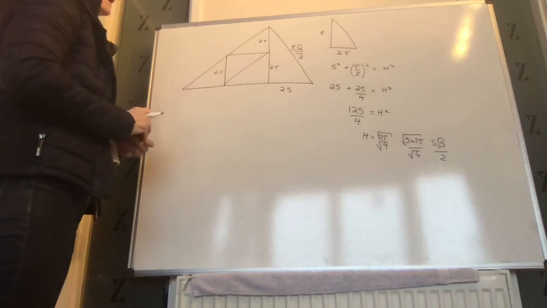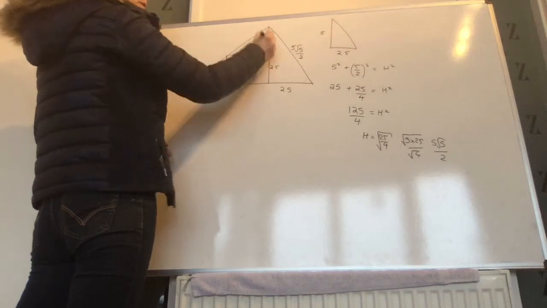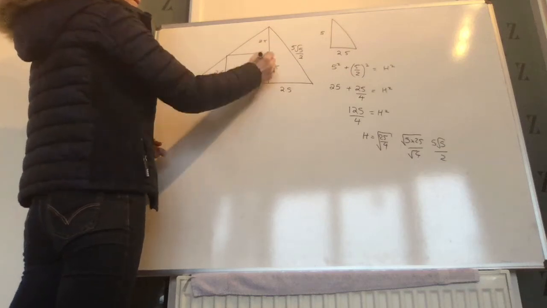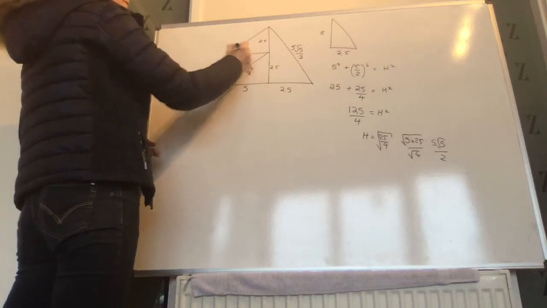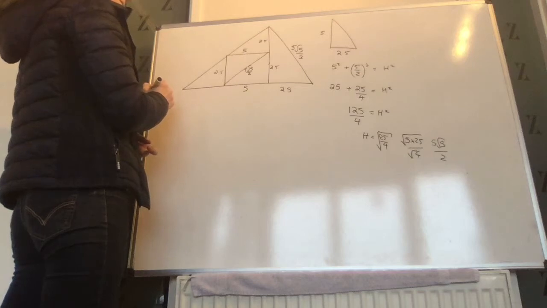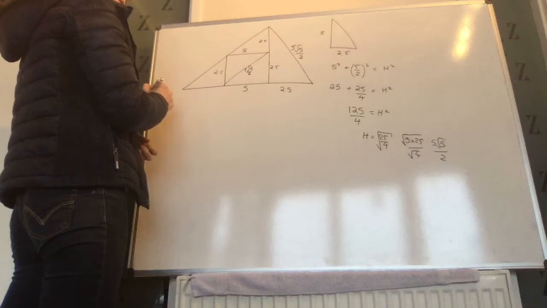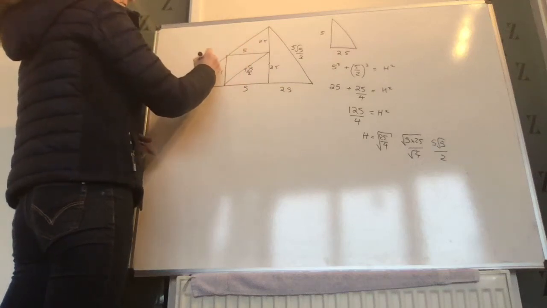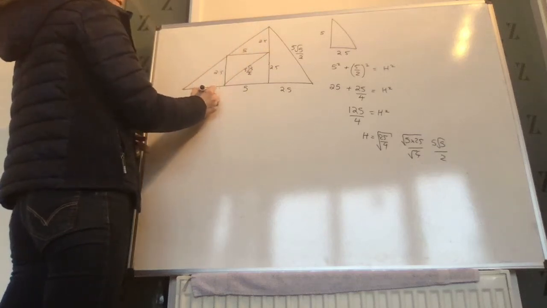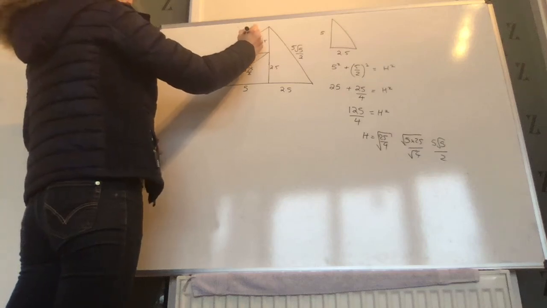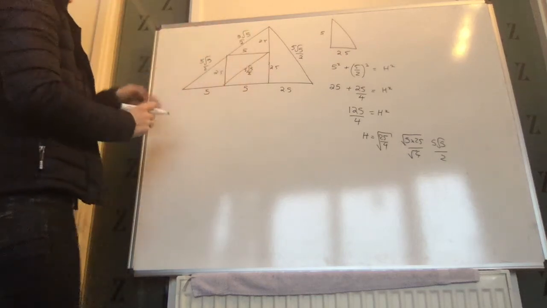Because we now know that that is 2.5. We know the long side is 5, so that's 5. That's 2.5. That's 5 root 5 over 2. That's 5. That's 2.5. And that's 5 root 5 over 2. That's 5 root 5 over 2. That's 5. So that will be 5 root 5. And that will be 5 root 5, sorry, over 2 and over 2. So the sum is 5 root 5.